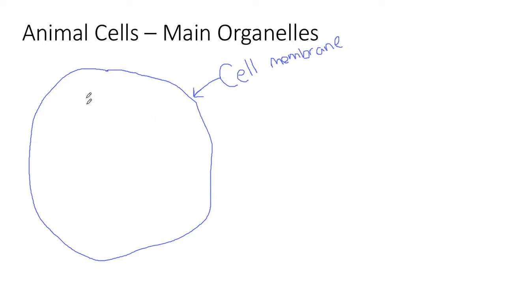Wonderful. And then usually the most noticeable thing in an animal cell is going to be its what? The nucleus. Do you guys remember what the job of the nucleus is? What does it do? It's like the director. So it directs all the cell's activities.